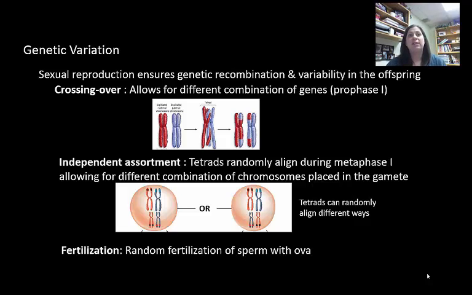And last is fertilization. Fertilization is a random fusion of an egg and a sperm. And since this is going to be random, it's going to be unique. So you have 3 things that happen here for variation: crossing over, independent assortment, and fertilization.